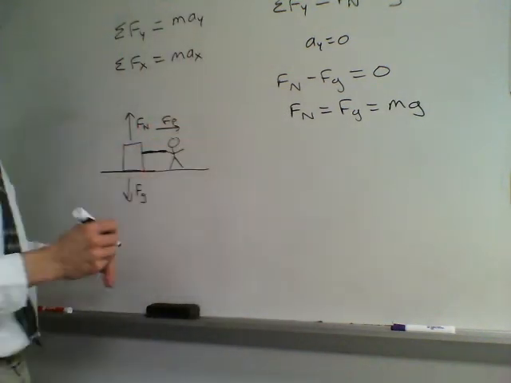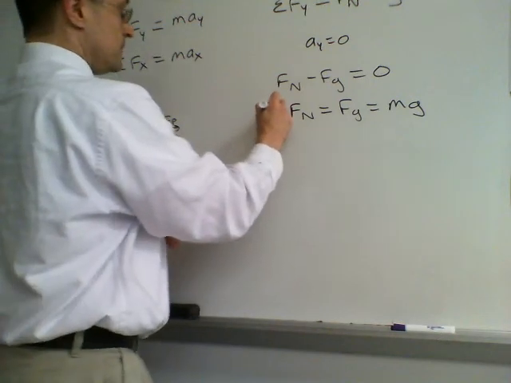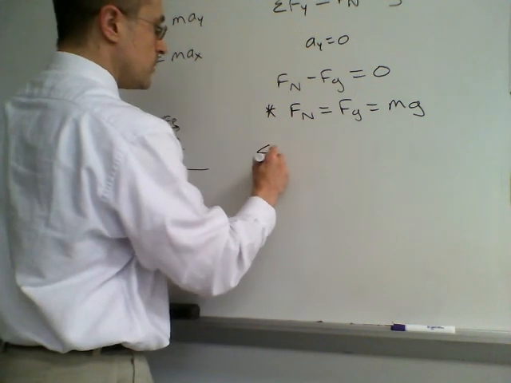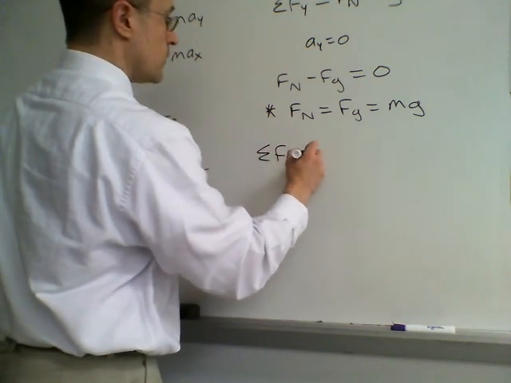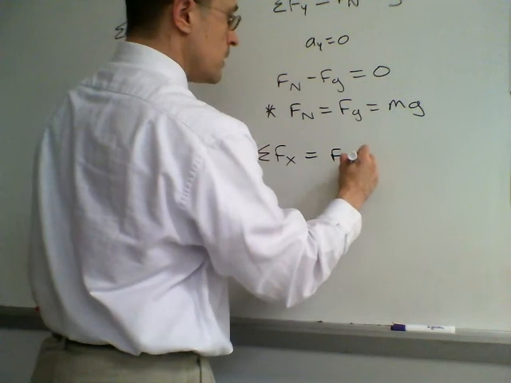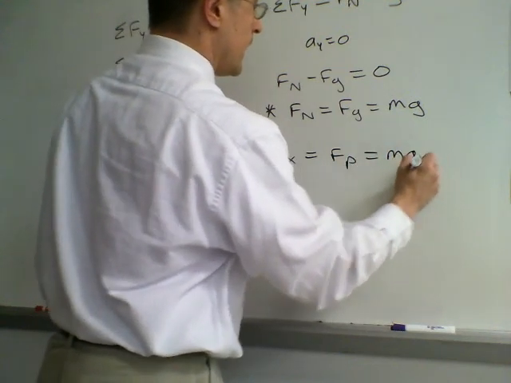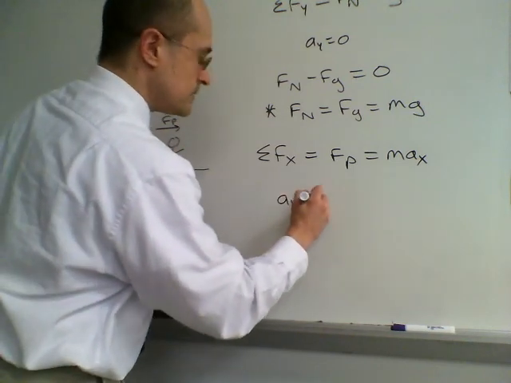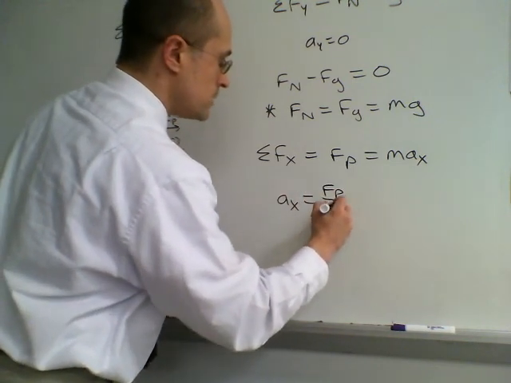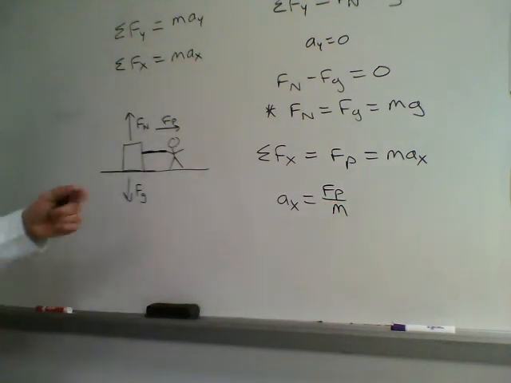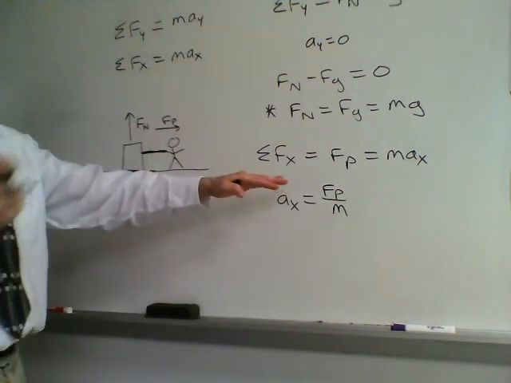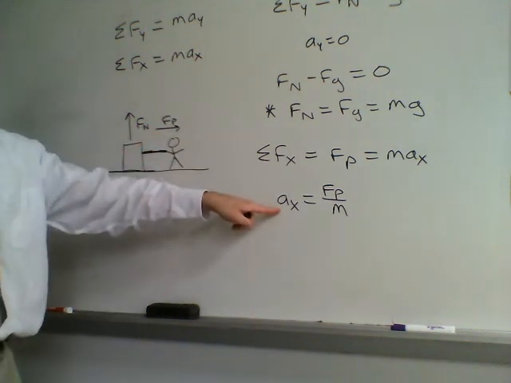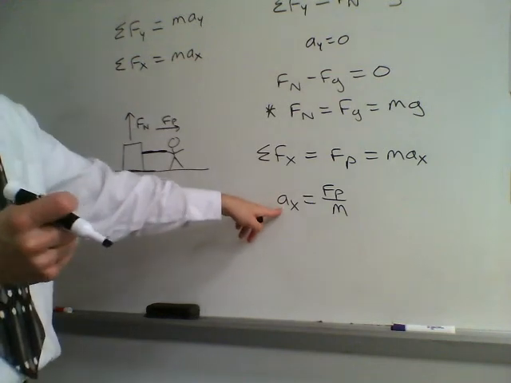So this is our first equation. Now let's look at the sum of the forces in the x. When we sum the forces in the x, we have the force of the pull, and that has to equal max. So to find the acceleration in the x, the acceleration in the x is the force of the pull divided by the mass of the crate. Depending on how much force the stick man pulls his crate with, that will determine the acceleration the crate experiences.